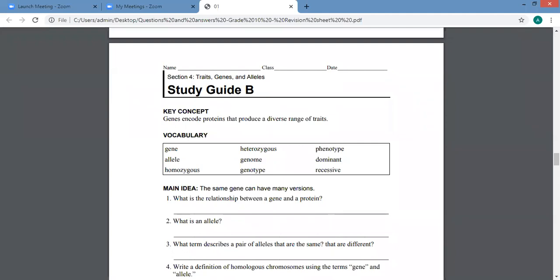Before we start the revision, any questions? Any questions about the last revisions? Okay.